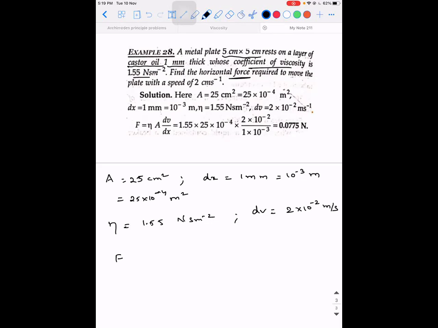Right. So F is equal to what? Eta into A into dV by dx. So F is equal to eta, how much, guys? 1.55 into area, which is 25 into 10 power minus 4, into dV by dx, that is 2 into 10 power minus 2 divided by dx, which is 10 power minus 3. Substitute all the values and calculate it, you will get the answer.